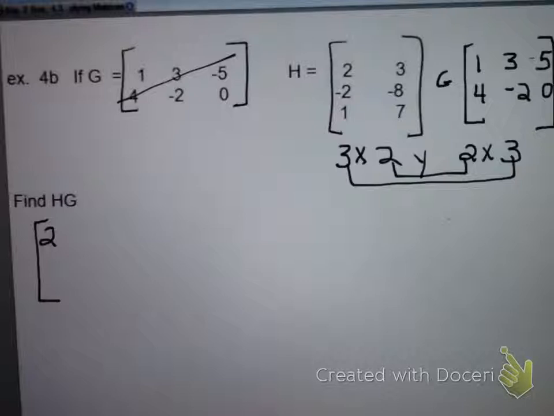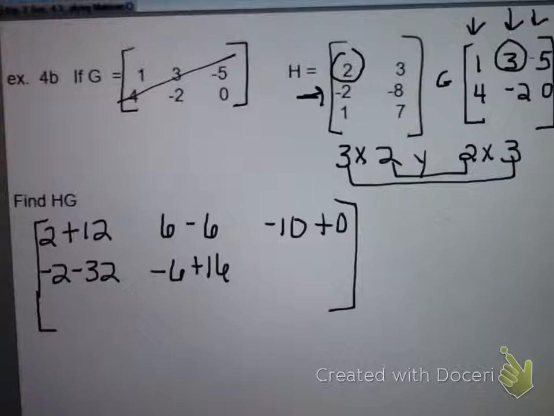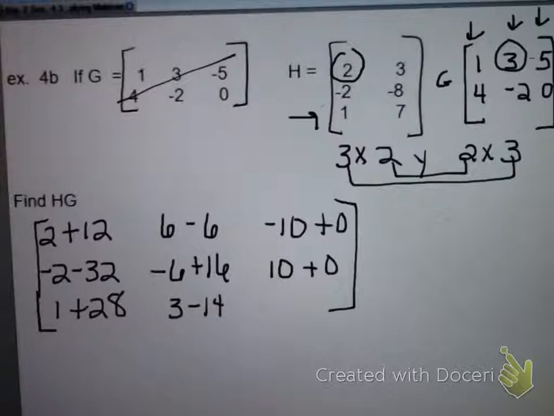So we're going to multiply row 1 times column 1, then row 1 times column 2, and then row 1 times column 3. Now we're ready to multiply row 2 times column 1, row 2 times column 2, and then row 2 times column 3. Now we're ready to multiply row 3 times column 1, row 3 times column 2, and then row 3 times column 3.